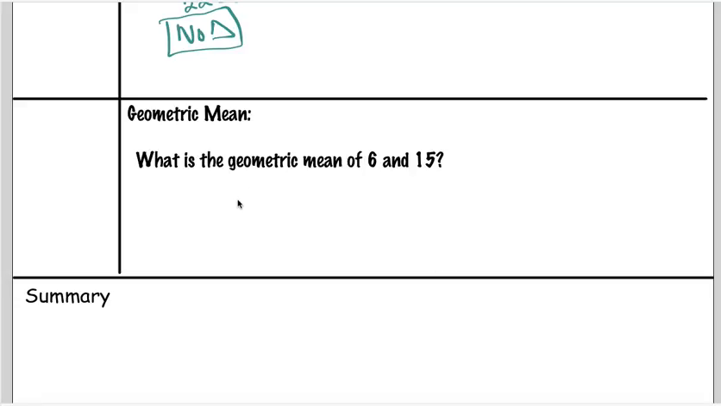We need to know how to find a geometric mean to do the section over similar right triangles. So to start, we're just going to talk about what a geometric mean is. A geometric mean is found when you are given two numbers and you set them into a proportion where it's one of the numbers over an unknown and then the same unknown over the other number. And then you'll cross multiply and solve for x. And then x is the geometric mean.